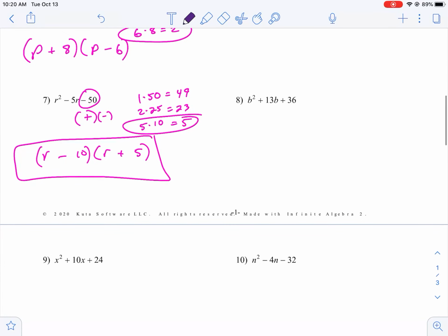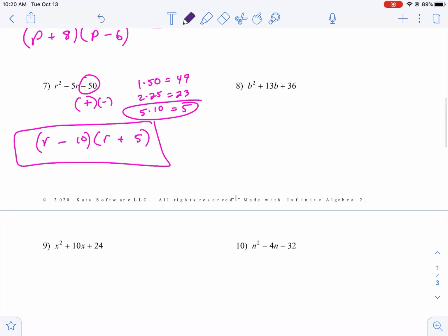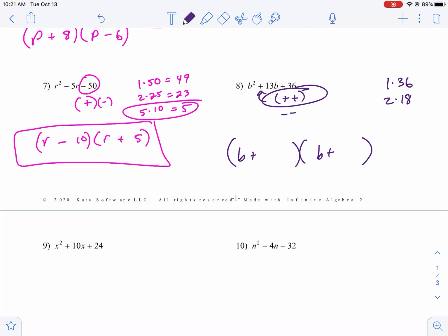All right. B squared plus 13b plus 36, okay? So it's either plus plus or minus minus, okay? So you go to that sign, it's plus plus, okay? So B plus and B plus, okay? 36, 1 times 36, 2 times 18, 3 times 12, 4 times 9, okay? So that's 37, 20, 15, 13. Bingo. I was looking for 13. So B plus 4, B plus 9. Okay.